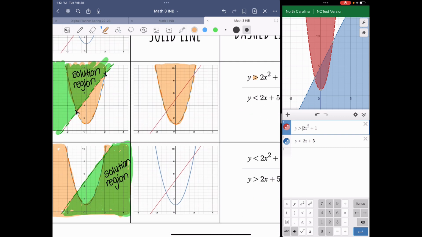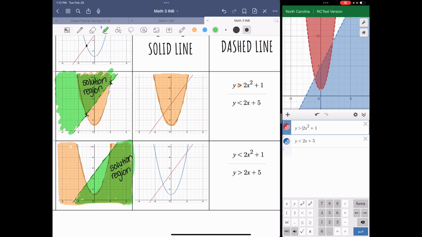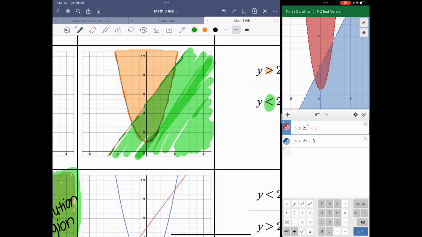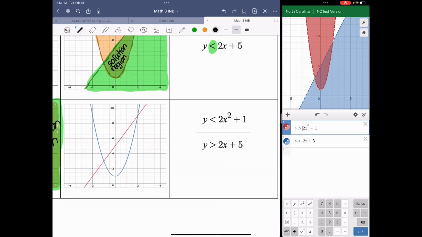All right, and then for the other one, again, it's going to be a dash line because it's not equal to. And then it's going to have shading below it because it's less than, so we're shading this way. All right, so this one has a smaller solution region. It's only going to be in this little area right here where it's overlapping. And again, if there's a dash line, it doesn't include any point on the dash line. All right, and for the last one, we still have our dash lines because there's no equal to, which we will see some in the examples in a little bit.